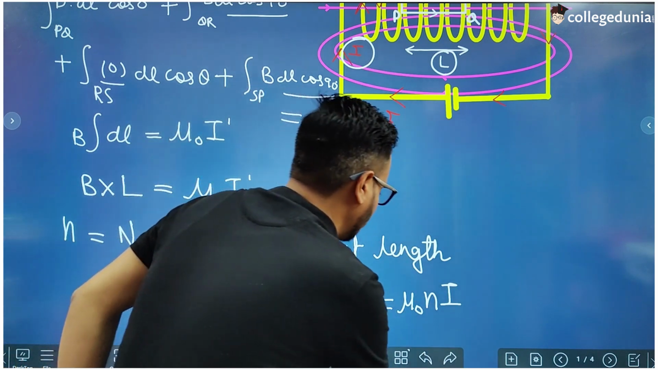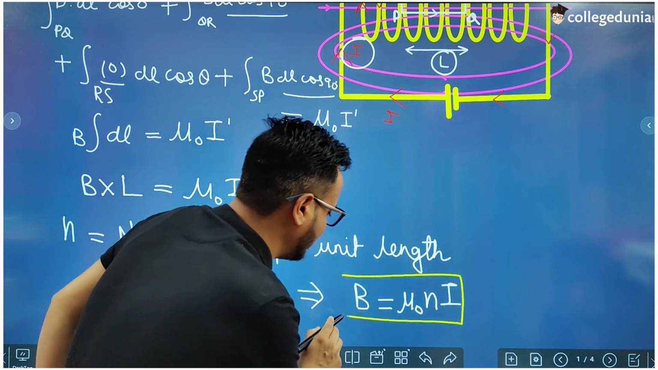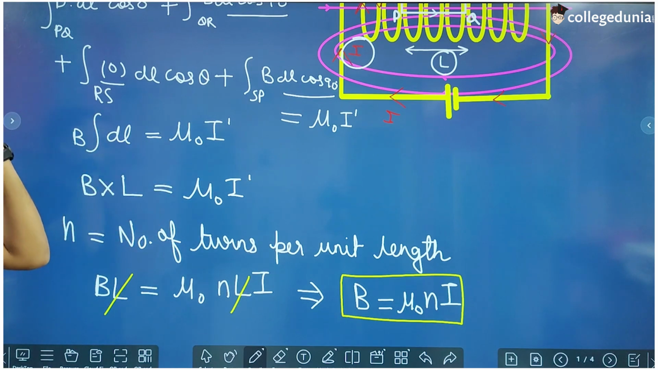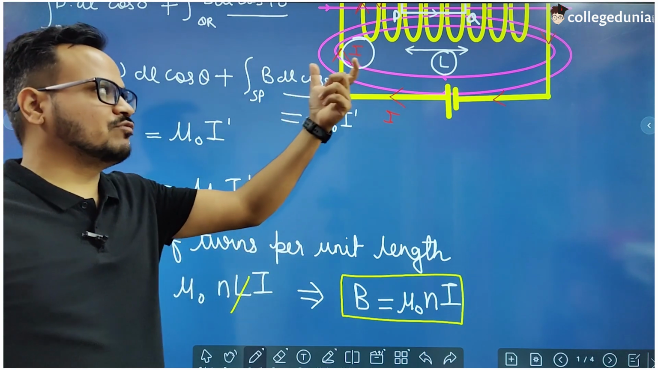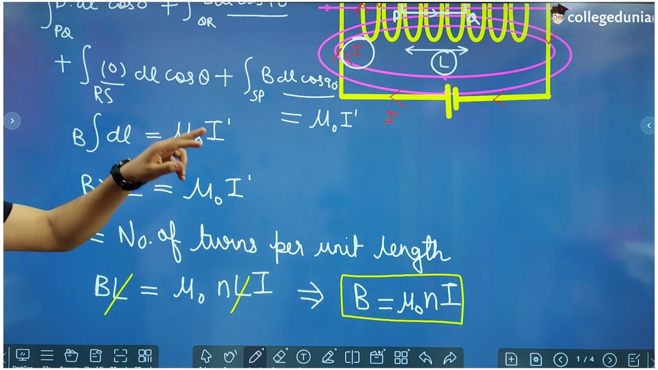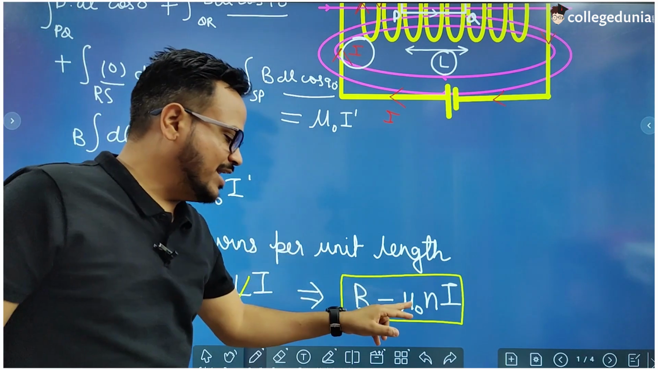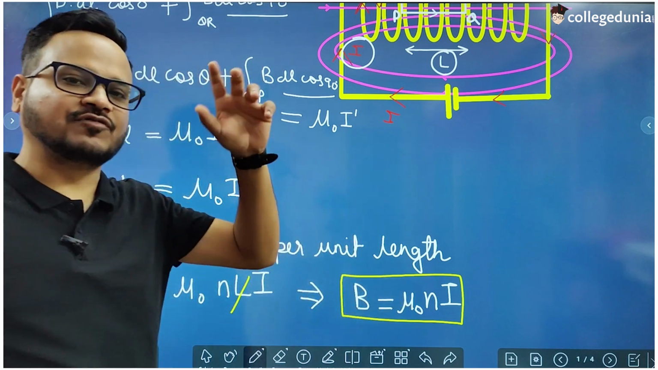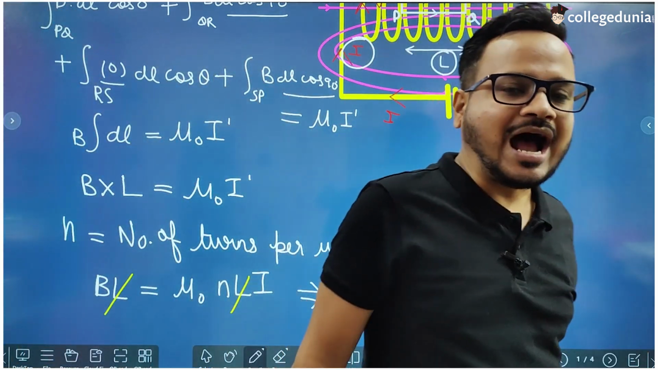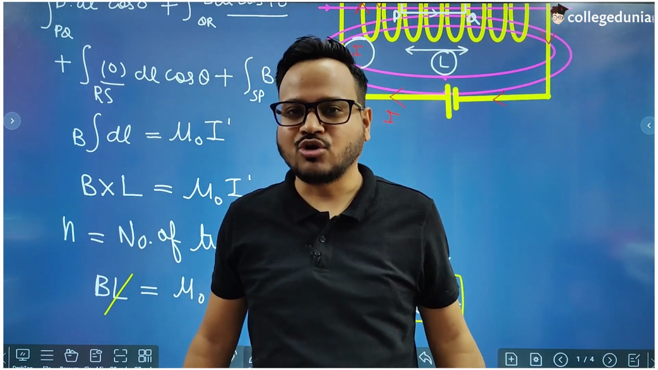And this is the magnetic field inside a solenoid: mu naught n I, where mu naught is the magnetic permeability of free space. If there is some other medium inside this solenoid, you have to put the value of the magnetic permeability of that material. n is the number of turns per unit length and I is the current in the solenoid.